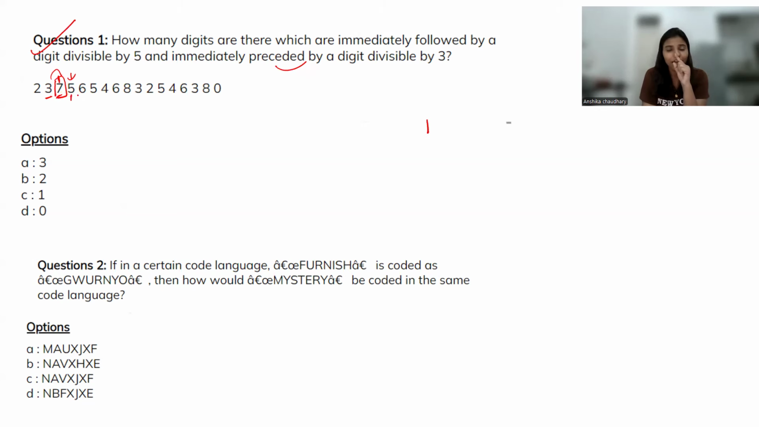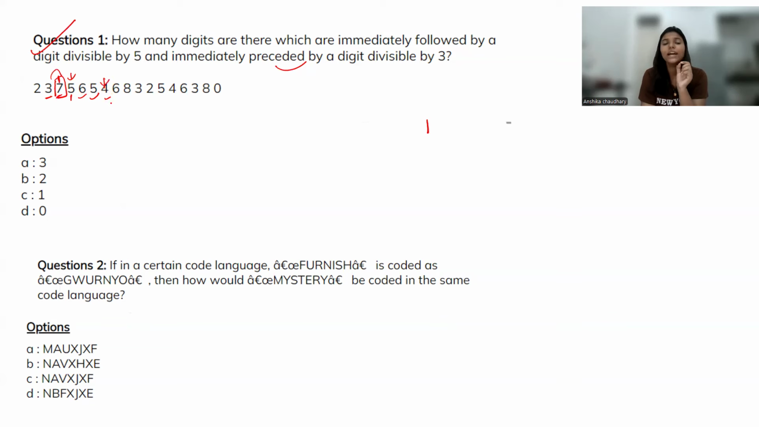Now we'll check for 5. So followed digit, that is 6. 6 is divisible by 5, no. So we will move further. We will check for 6. So followed digit, 5 is divisible by 5, yes. We will check preceded digit, 5 is divisible by 3, no. So again, we will come here at 5. So followed digit, 4 is divisible by 5, no. So we will move further.